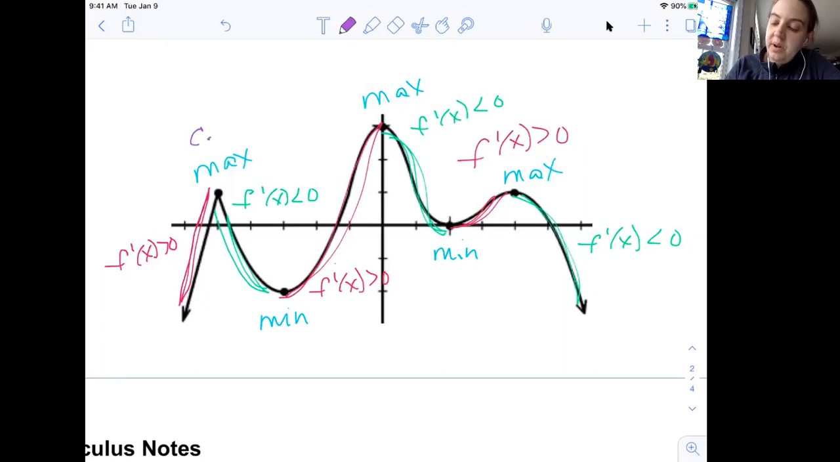This one is a critical point. This minimum is a critical point. This maximum is a critical point. This minimum is a critical point. And this maximum is a critical point. So, increasing, decreasing, local maximums or minimums, and extrema. Extrema is that grouping word for maximums and minimums.